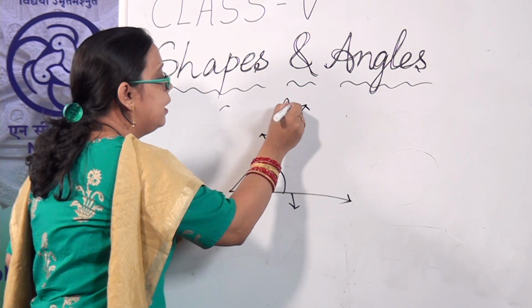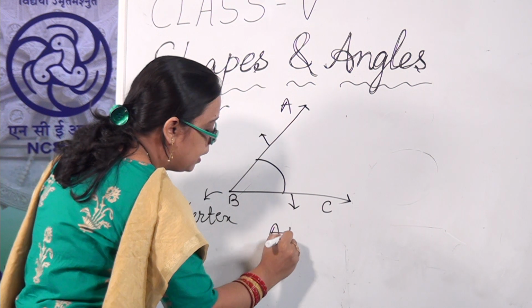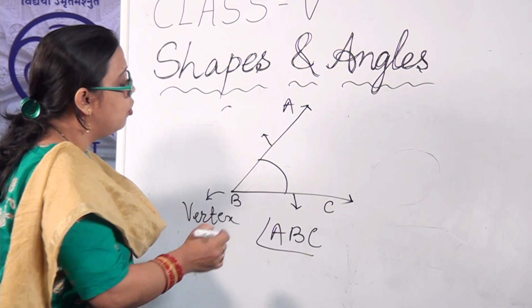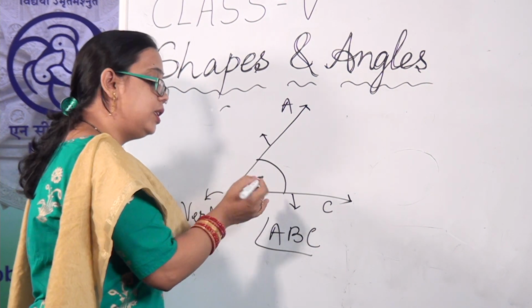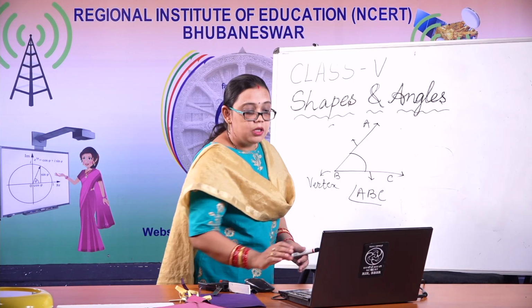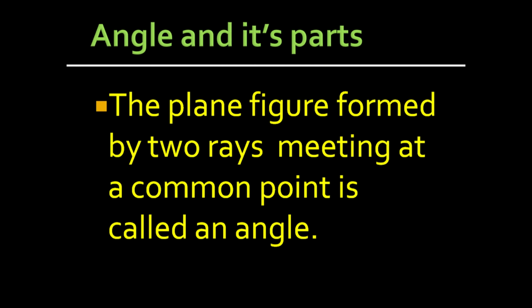We name the angle with any 3 letters. So here ABC is an angle. We can name it with any three letters, P, R, Q, any three letters you can take for naming. So, an angle is a plane figure formed by two rays meeting at a common point.